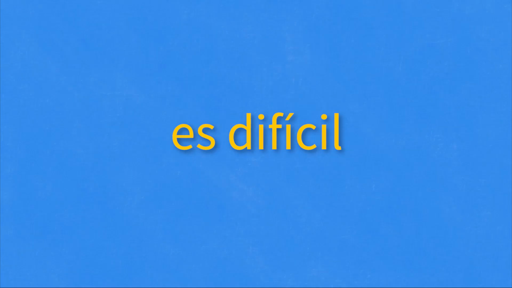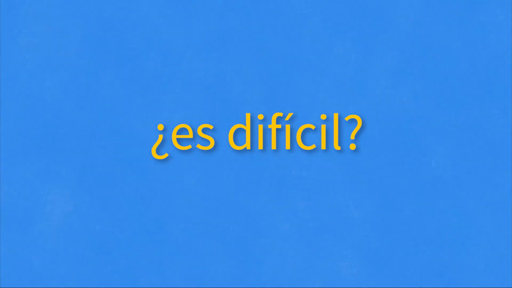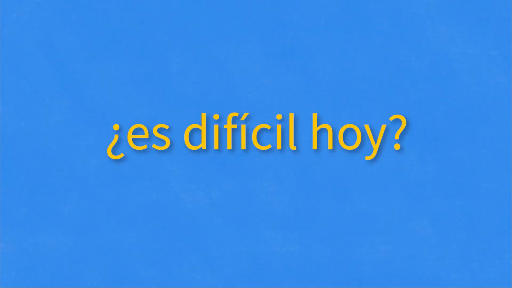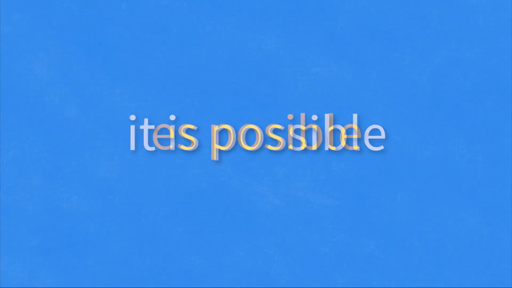How would you say, it's difficult? Es difícil. Now ask, is it difficult? ¿Es difícil? Is it difficult today? ¿Es difícil hoy? How would you say, it's impossible? Es imposible. Now ask, is it impossible? ¿Es imposible? The opposite of impossible is possible, which in Spanish is posible. It is possible. Es posible. It is not possible. No es posible.